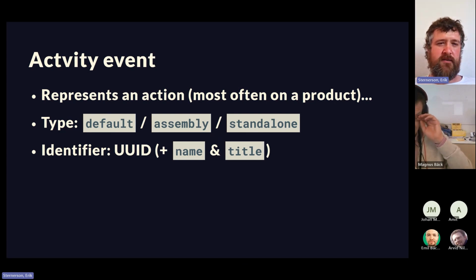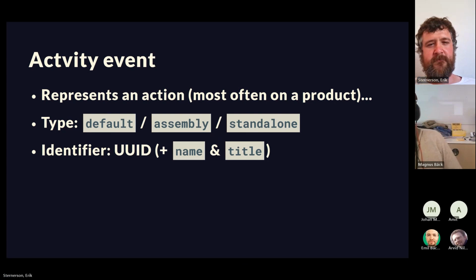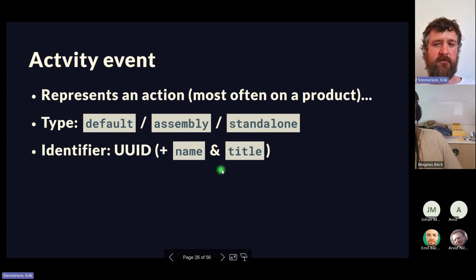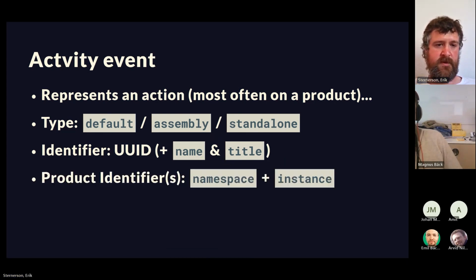Identifiers for an activity is typically a UUID. Now, it's still not an event ID because, again, we can send created and updated for the same activity. But a UUID at least. And then we always give a name and a title as well to make it friendly for visualization. And when we refer to products, then we use their identifiers, which is the namespace and instance that we looked at before. So that's how we link to the correct product version.